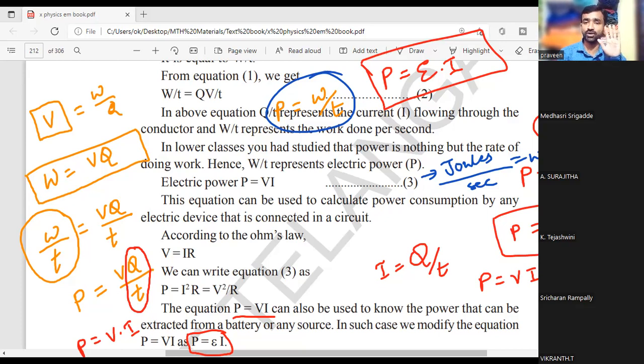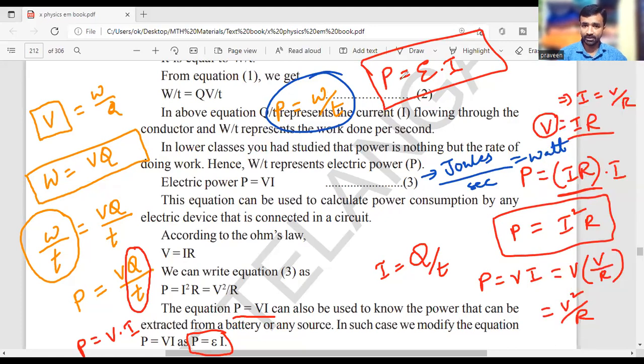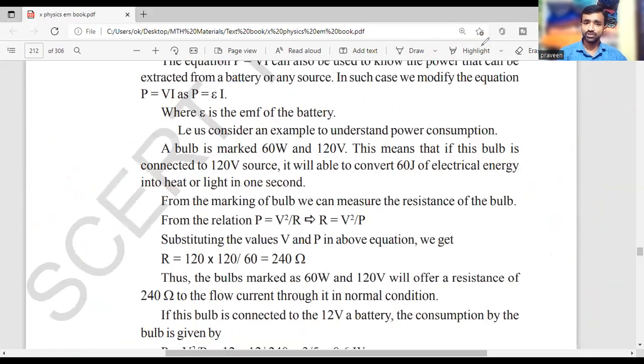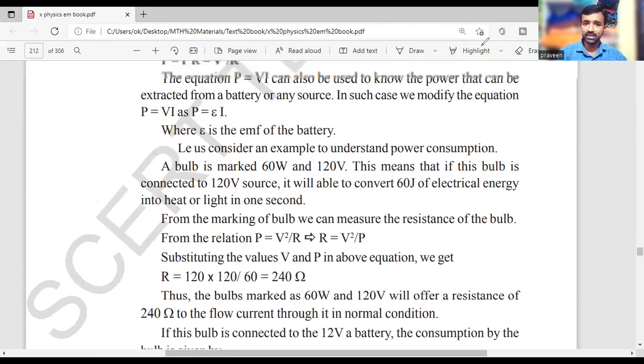Are you clear about this one? Power. Is it okay? Any confusion? No. So we got the idea about power. Power units are given as watts.